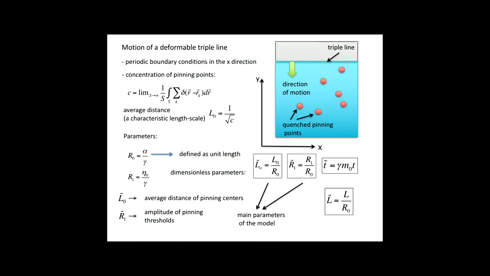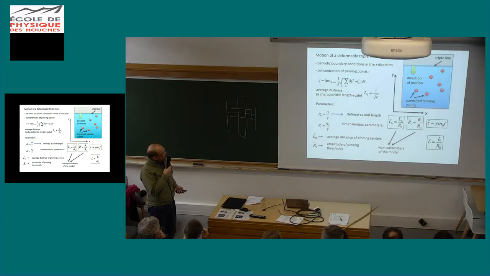Okay, and now we go to the geometry that we had in our experiment. So let's imagine that we have a triple line, which is a straight line at the beginning. We have pinning centers which are distributed on the surface. And then there is a dewetting in this direction.